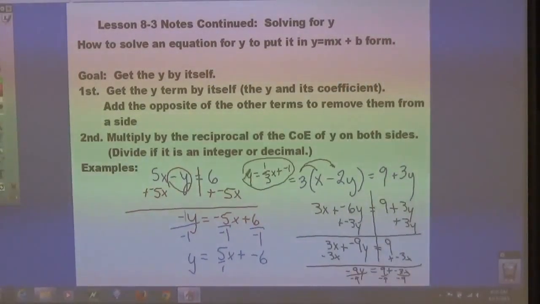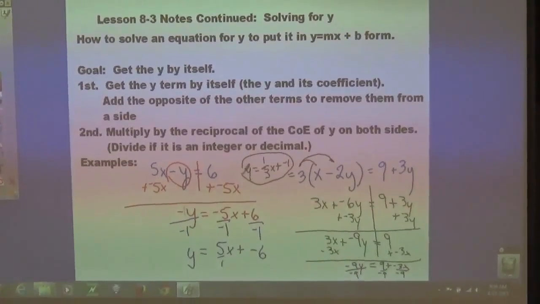We did it! Class, again, it's just using the steps that you've already learned to solve for y. The procedure is the same. We've been doing this procedure now since October. Add the opposite, multiply by the reciprocal. Same thing. Go back.